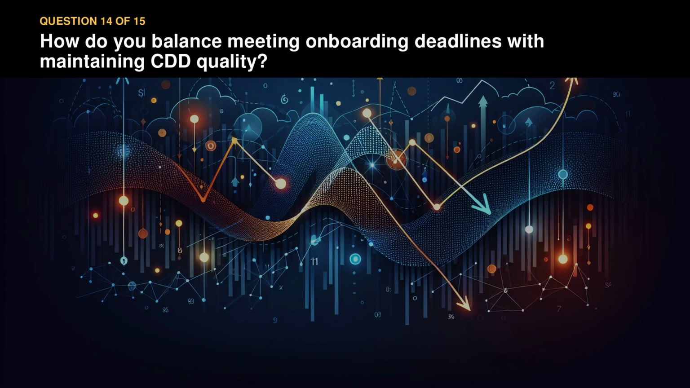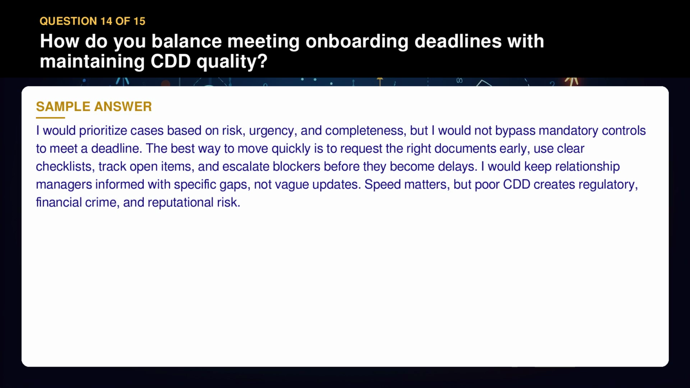Question 14. How do you balance meeting onboarding deadlines with maintaining CDD quality? I would prioritize cases based on risk, urgency, and completeness, but I would not bypass mandatory controls to meet a deadline. The best way to move quickly is to request the right documents early, use clear checklists, track open items, and escalate blockers before they become delays. I would keep relationship managers informed with specific gaps, not vague updates. Speed matters, but poor CDD creates regulatory, financial crime, and reputational risk.